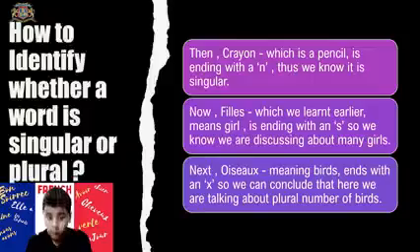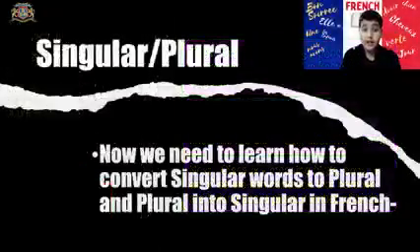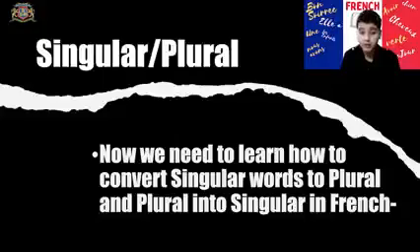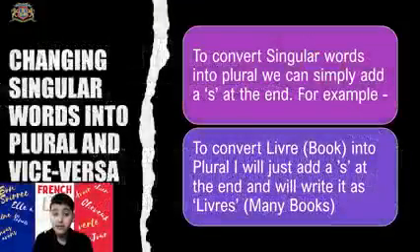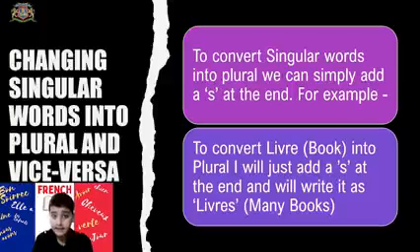Now we need to learn how to convert singular words into plural and plural words into singular. First of all, we can simply add an S at the end to make singular words into plural. For example, I am taking the word livre. I will just simply add an S at the end and write it as livres, which will now be plural.